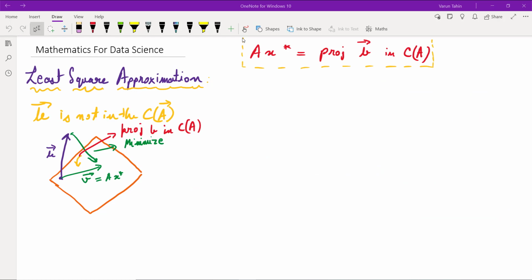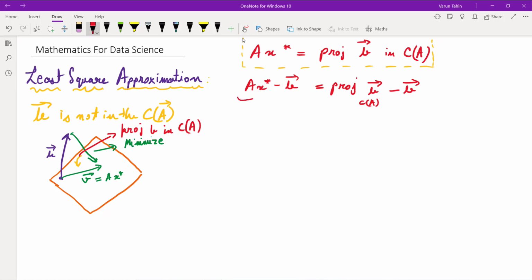Okay, how do we do this? Basically, our objective is to minimize the distance between the projection of this vector B onto column space A and the original vector B, right? So what we do is we have to subtract B from both sides now. Okay, so AX star minus B equals projection of B in CA minus B, right?